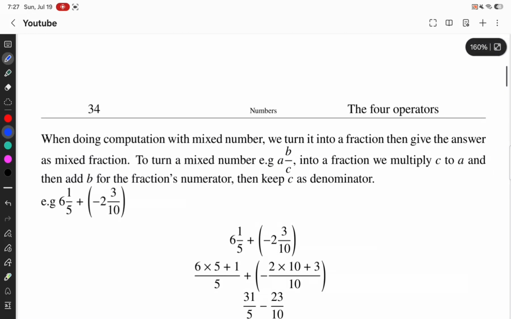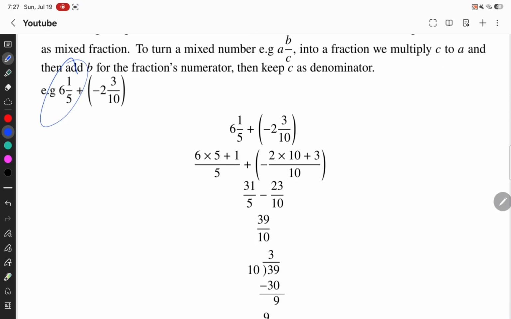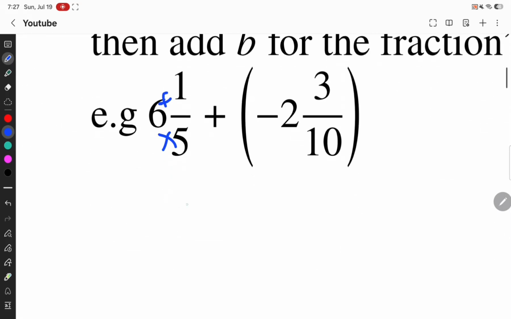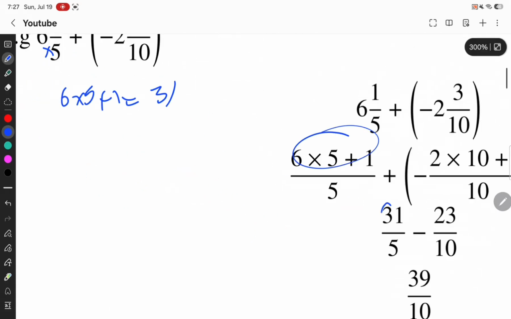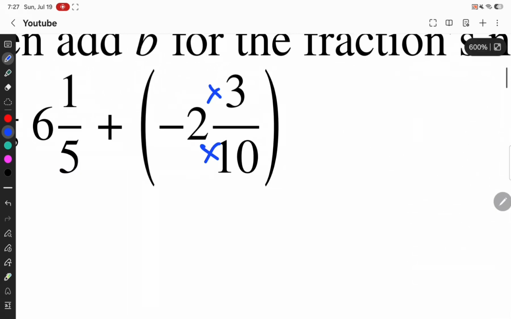When computing with mixed numbers, we turn them into fractions, then give the answer as a mixed fraction. To turn a number, for example a, b over c, into a fraction, you multiply c by a and add b for the fraction's numerator. You keep the c as the denominator. What do I mean? Example, we have this. What we do is we multiply 6 with 5 and add 1 to it. So 6 times 5 plus 1 is equal to 31, like over here we can see. And in this one we do negative 2 times 3 plus 3, so this is negative 3.